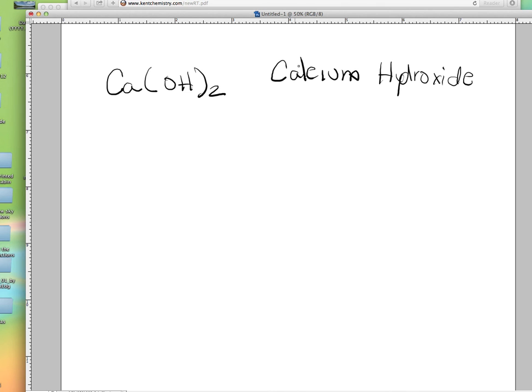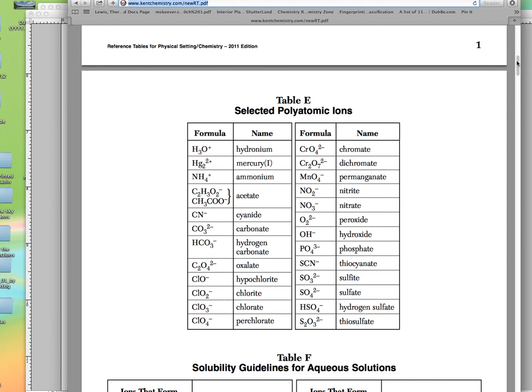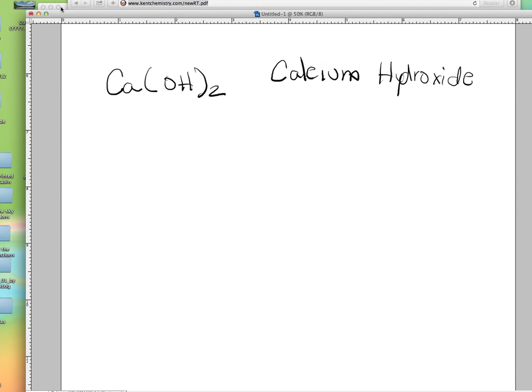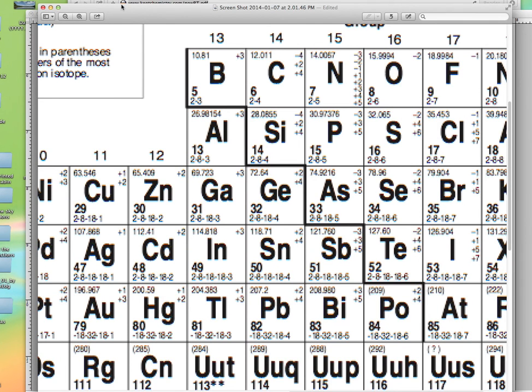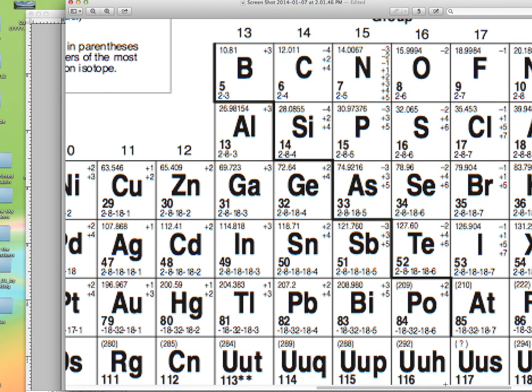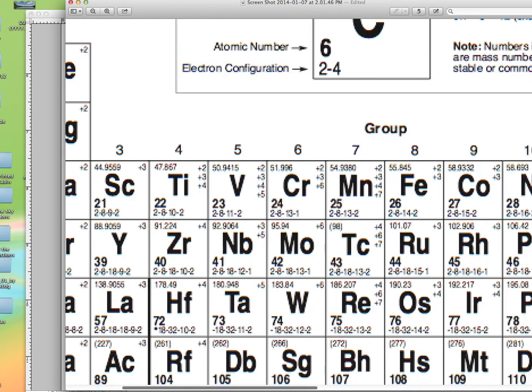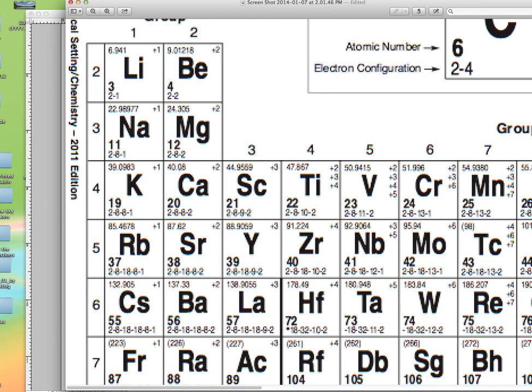Okay? Now, we're not completely done with this. The last step that you should do when you are writing a formula from the formula to the name is to see if we need a Roman numeral in here. And if you need a Roman numeral, you would look at your periodic table, if I can find it. Okay, calcium number 20, we just looked that up. Where is it? Take a ride on the wild side. Okay, calcium, you see how there's only one number here? If there's only one number there, you do not need a Roman numeral. So calcium does not need a Roman numeral.